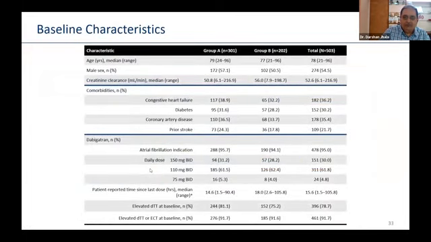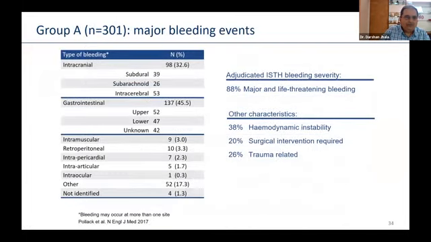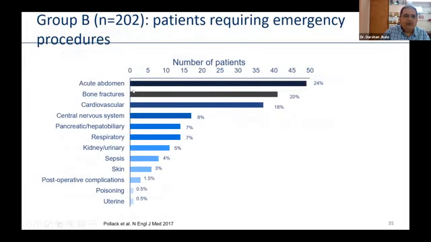And what was found, these are the types of bleeding which were there: subdural, intracranial bleeds, gastrointestinal bleeds, intramuscular, retroperitoneal, etc. These were the group A patients who had major bleeding events. And these are the group B patients. Most of them were acute abdominals, which is a common presentation in our clinical practice. Fractures was another common thing, cardiovascular bleeding, and then there were a few rare types.